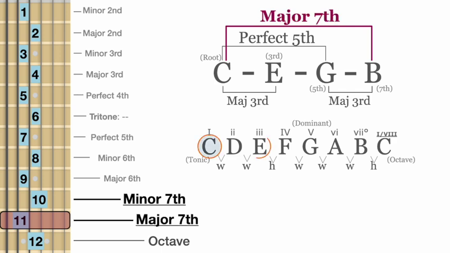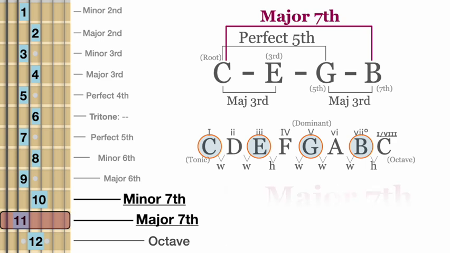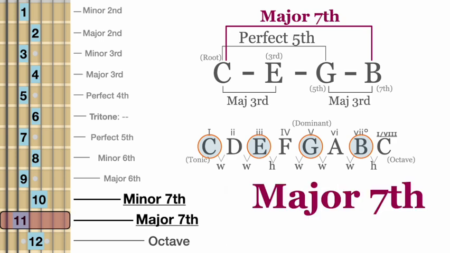Now, if we look at the notes in this major seventh chord, right, pretty straightforward, just every other one, stacked thirds. And so what you're going to hear is a major triad with a major third, or a major triad with a major seventh, or a major triad and a major seventh, some derivative of these statements. And what that is giving us is a major seventh. Right, in this case, we're looking at C major seventh.